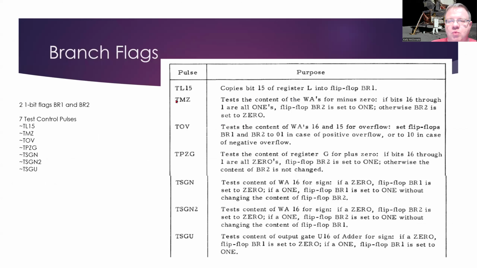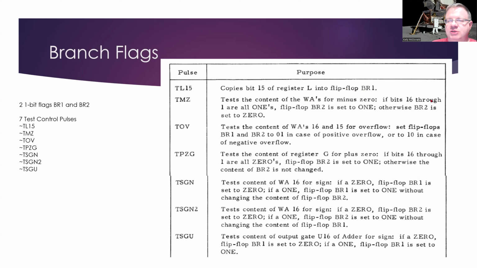So let's look at what control pulses we have within the AGC in order to perform these tests. There are 7 in total, and we've got those two 1-bit flags, BR1 and BR2. For example, we've got this one here, TL15, which copies the content of bit 15 of register L into flip-flop BR1. We've got TMZ, which is a test for -0. So it tests all the contents of, in this case, WH, so this is the write line. So if the write lines contain a -0, i.e.